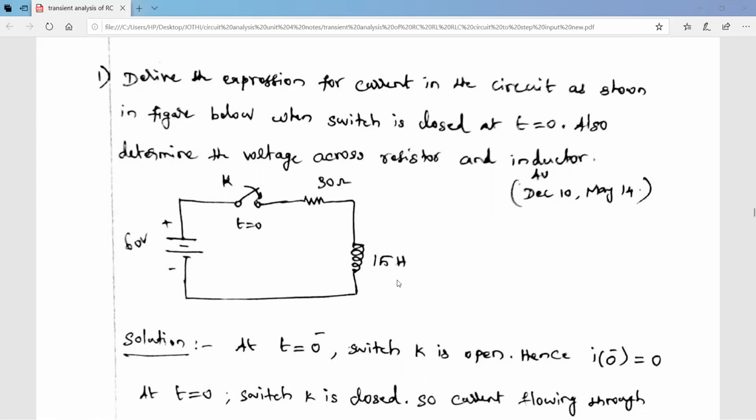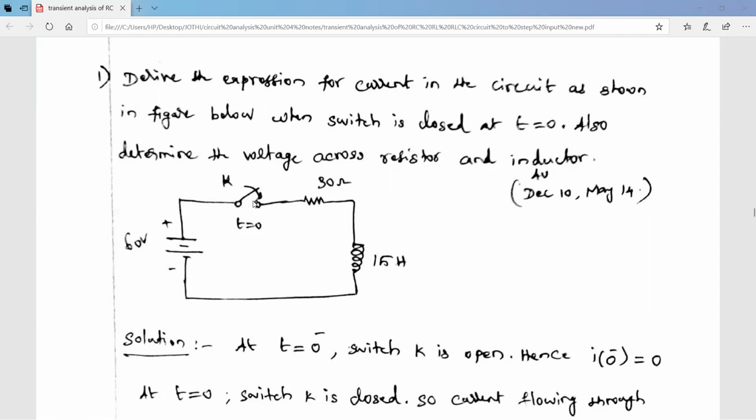Okay, so already we derived the transient response of the RL circuit in the previous videos. Using the same procedure, we are going to derive the current flowing through this RL circuit, and the voltage across this resistor and the voltage across the inductor. First, in the given question, we have to find out the current when the switch is closed at time t equal to 0.